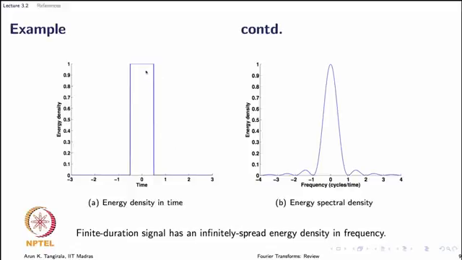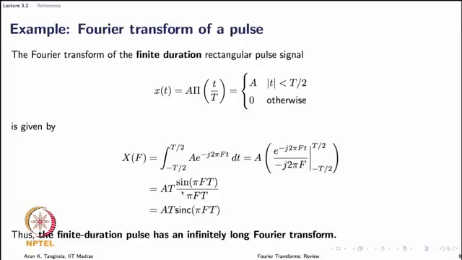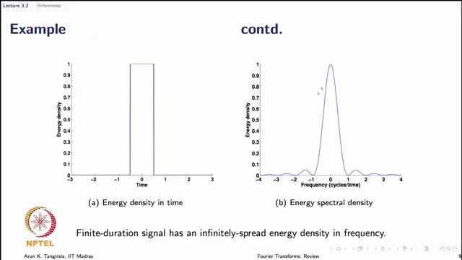Let me illustrate the same example here with a specific value of A. I have chosen A to be 1, and I am showing you here the energy density in time. This is not the signal itself, this is energy density, and on the right hand side here you see the energy density in frequency. How do I calculate the energy density in frequency? Very simple. Here I have x of f, I take mod x of f square and I obtain the energy density in the frequency domain.